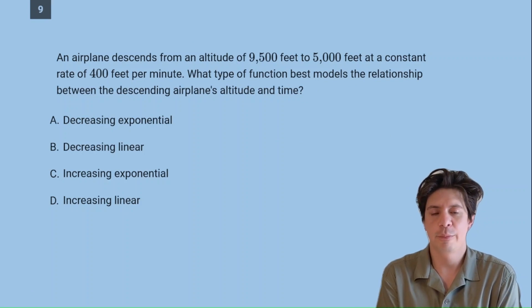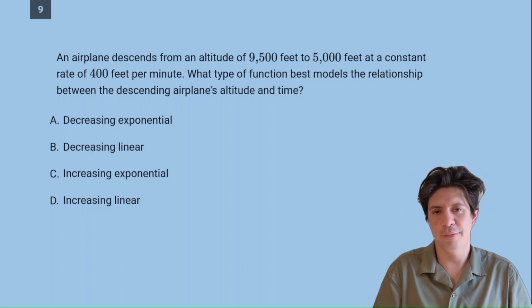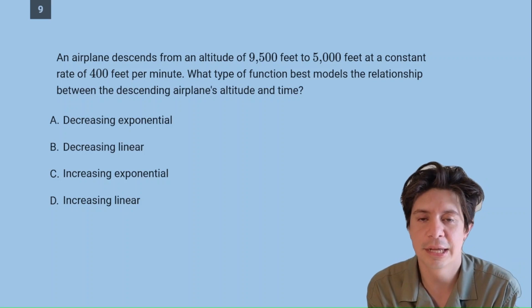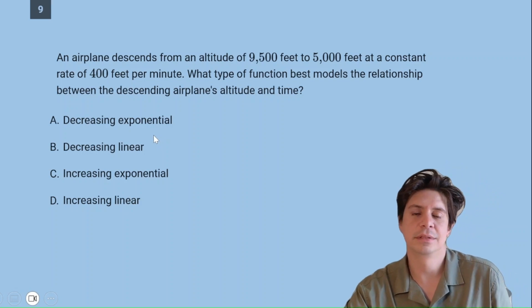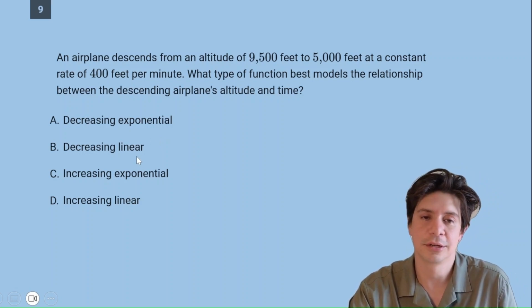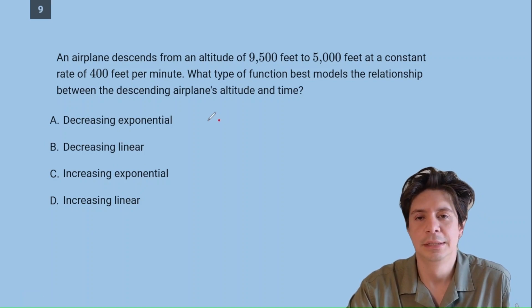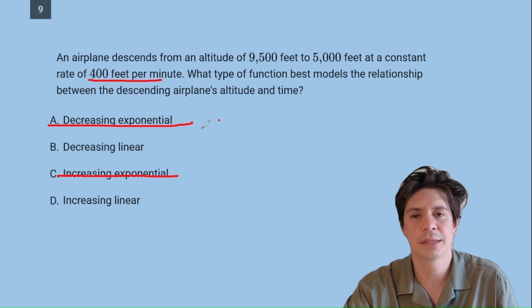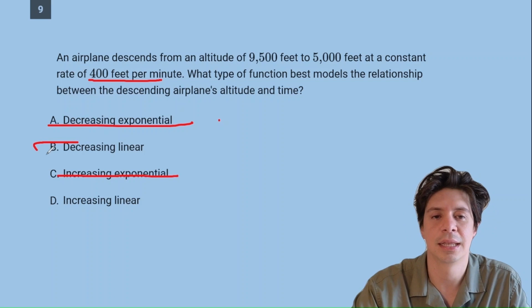An airplane descends from an altitude of 9,500 feet to 5,000 feet at a constant rate of 400 feet per minute. What type of function best models the relationship between the descending airplane's altitude and time? So looking at our answer choices, we have decreasing exponential, decreasing linear, increasing exponential, increasing linear. So it's going 400 feet per minute, so that means it's linear, not exponential. It's not rising or decreasing at a variable rate. And then we're going from 9,500 to 5,000, so it is decreasing linear.